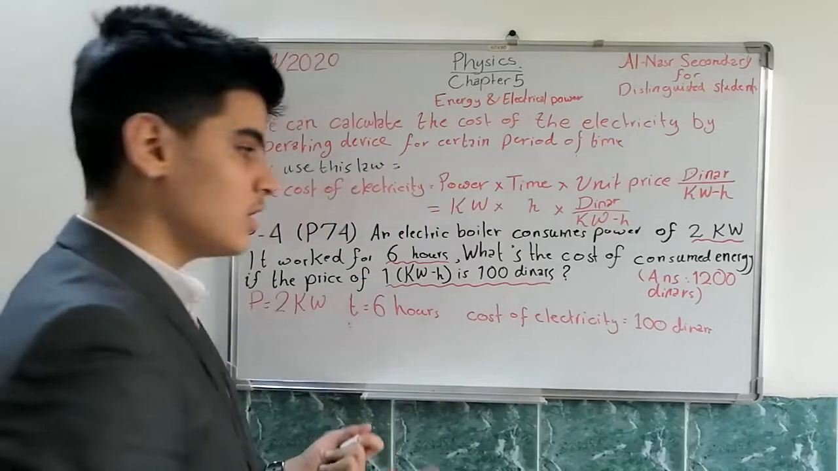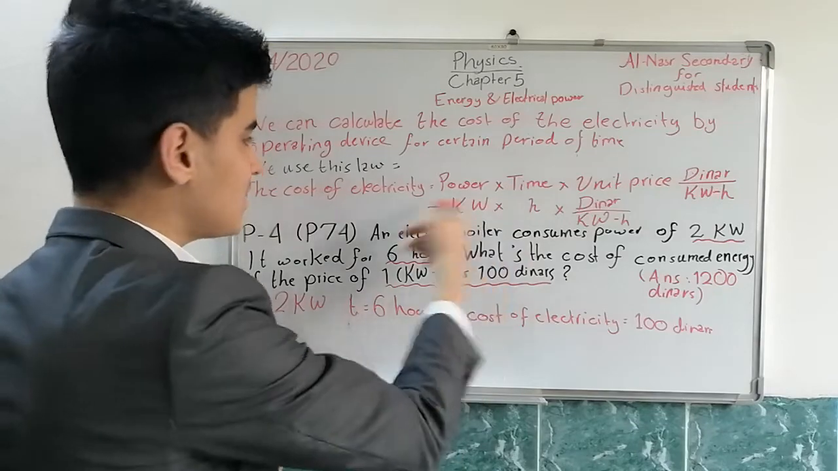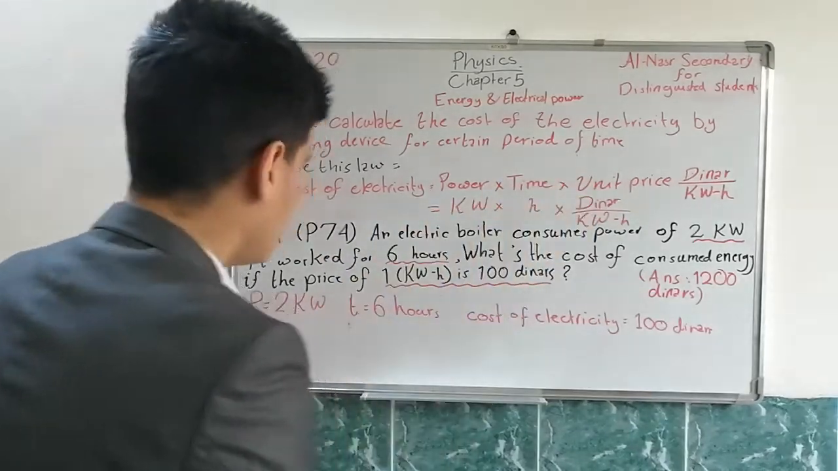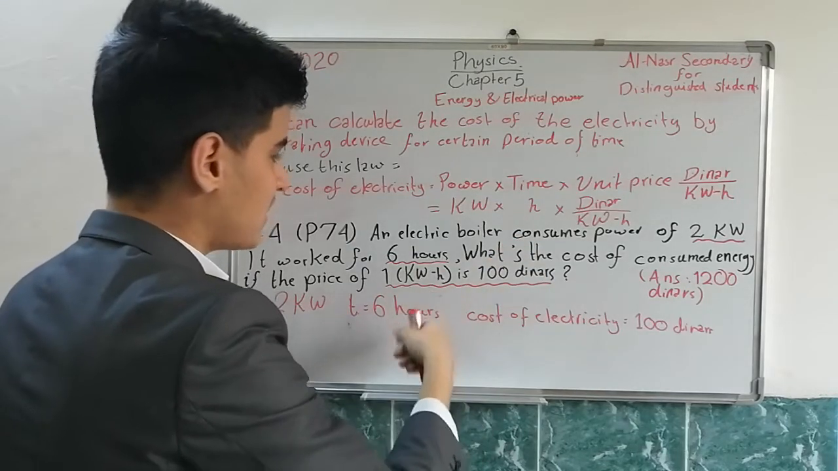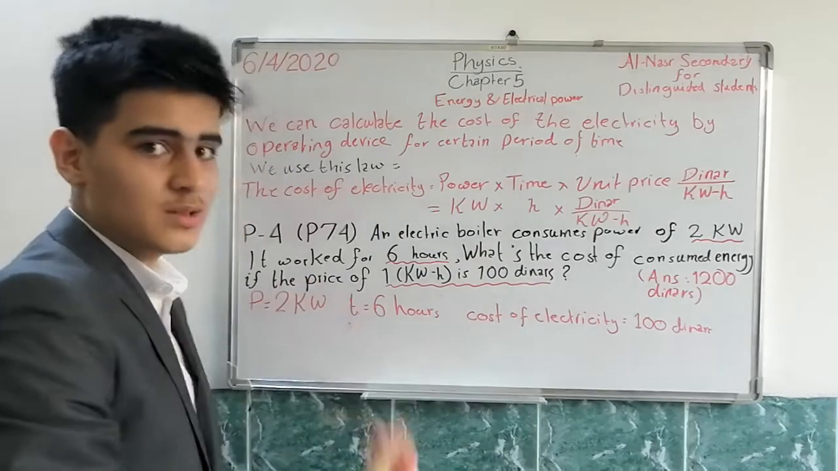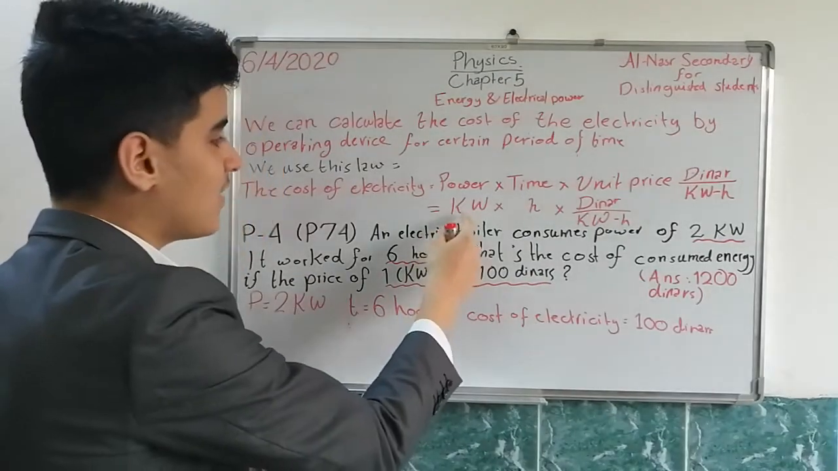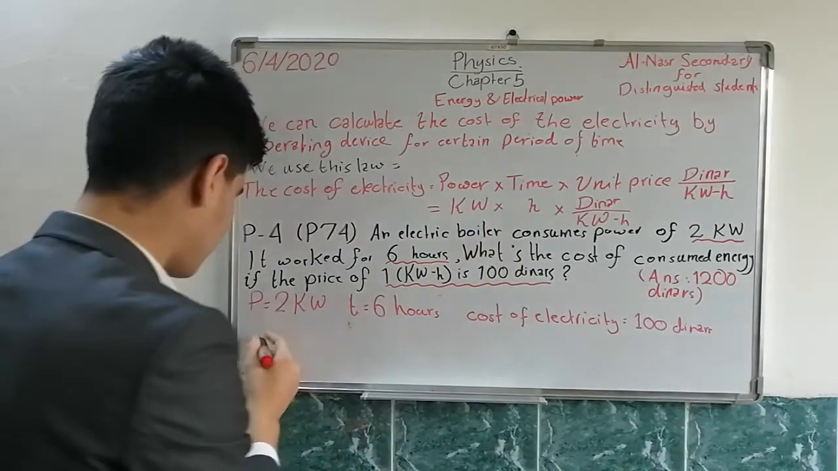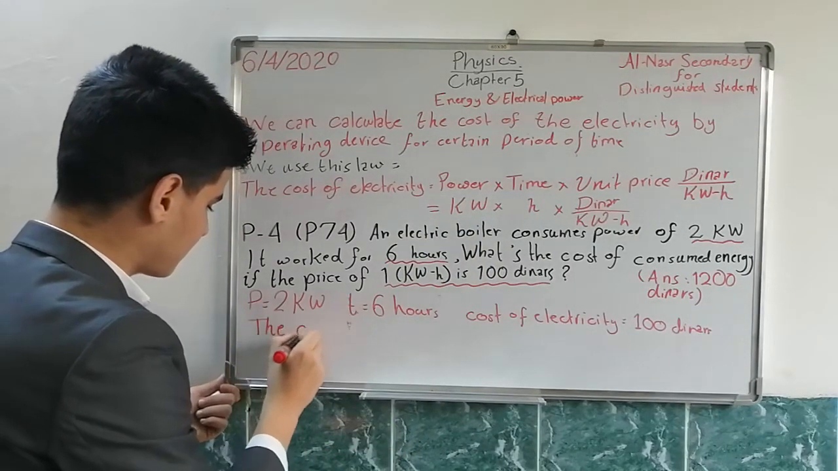Now, if you want to calculate the cost of the electricity, we must apply this law, after we confirm the information is right. The time must be in hours, not in minutes, because if it is in minutes, we must change it into hours. And if we have watt, we must change it into kilowatts. We must apply this law as follows.